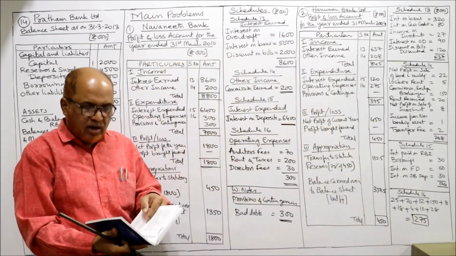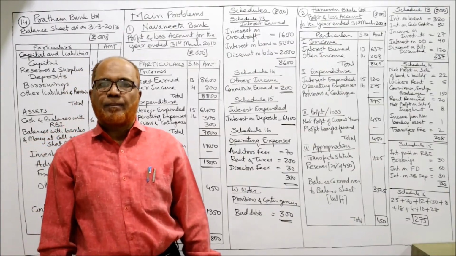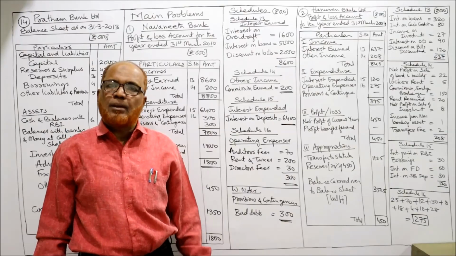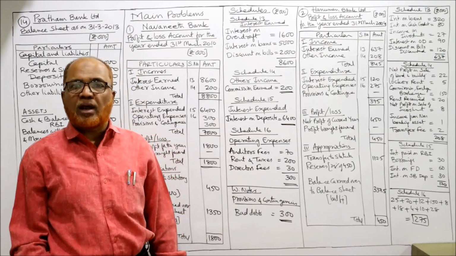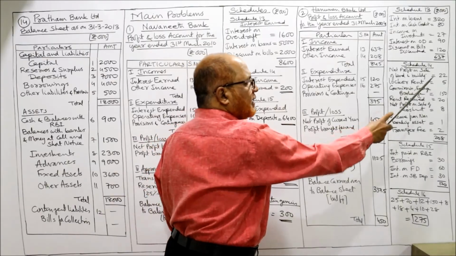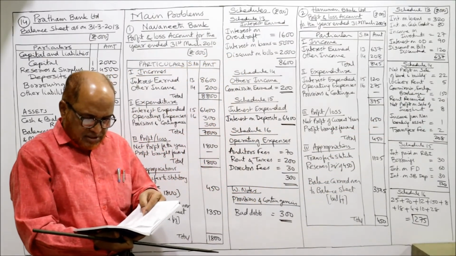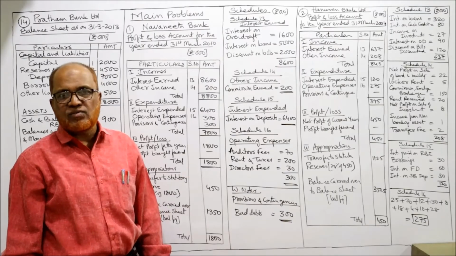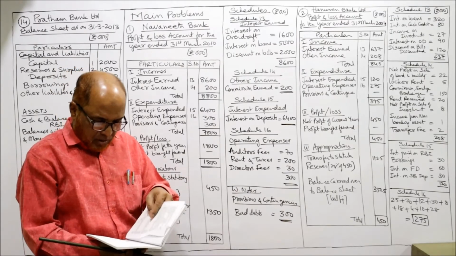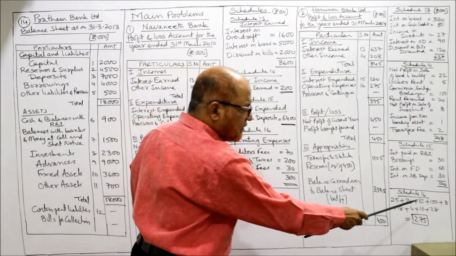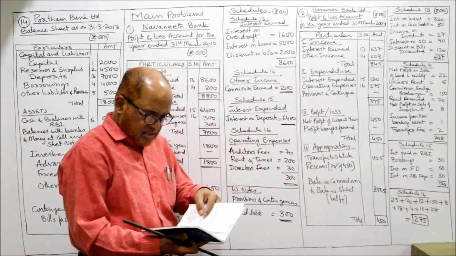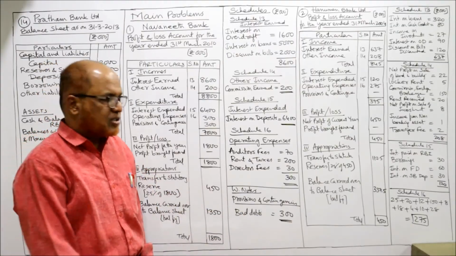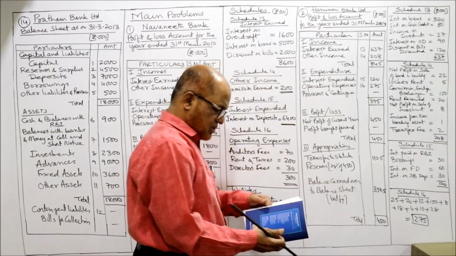Next comes locker rent. This is also one of the incomes. The banker will provide the locker facility to the customers and will collect the rent. So locker rent is an income. Other income, 5. Next comes salaries. Salaries will come under operating expenses. The amount is 150. Next comes auditors fees, 8, again operating expenses.